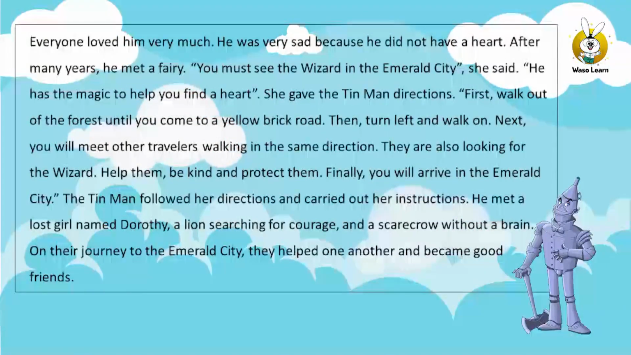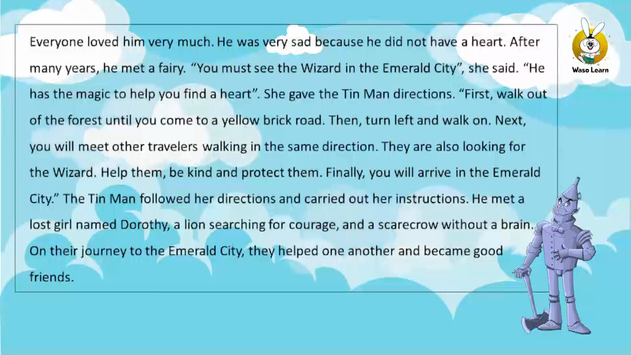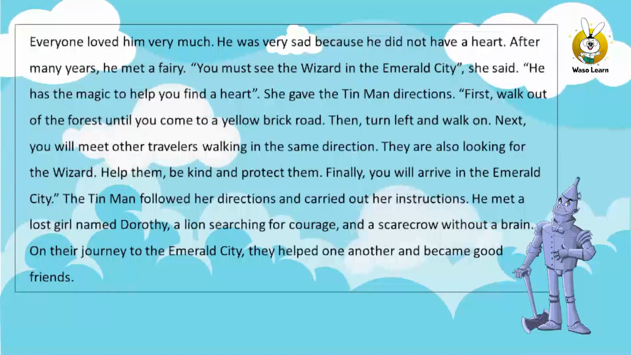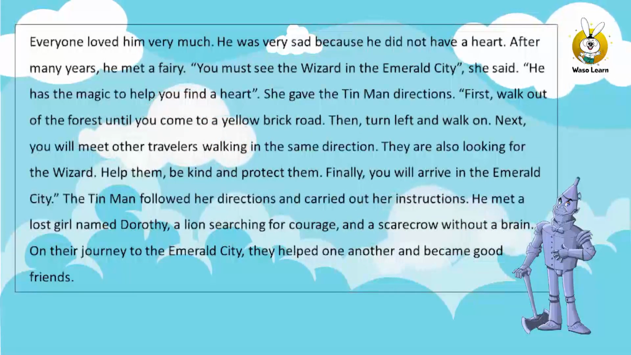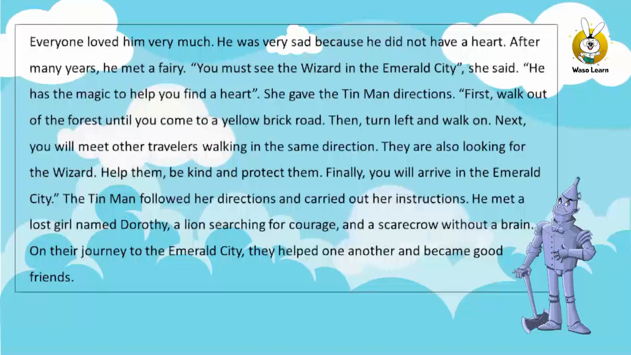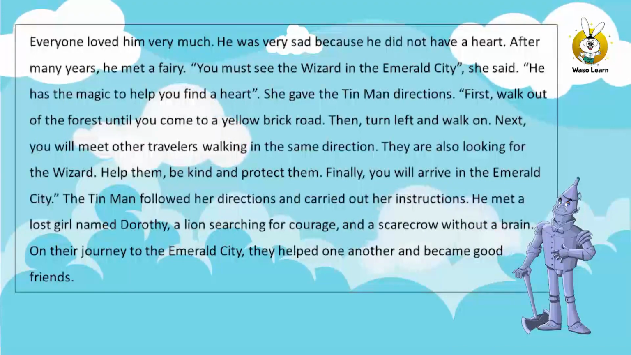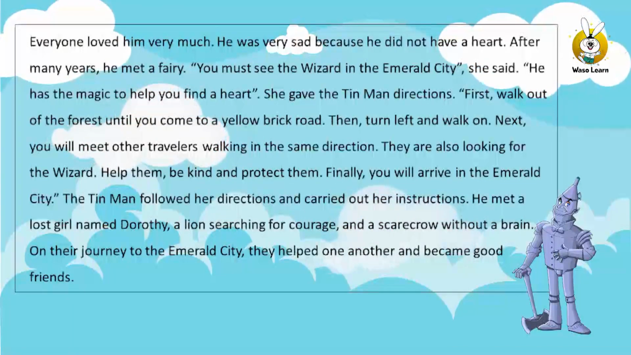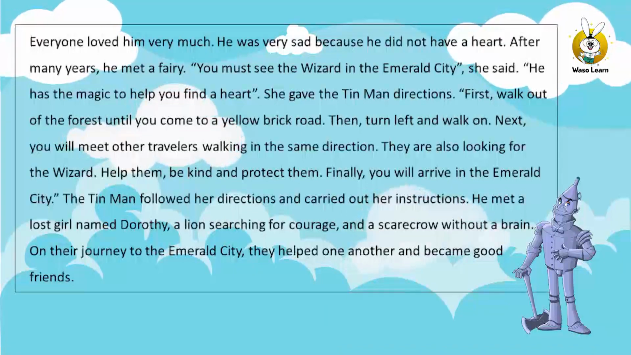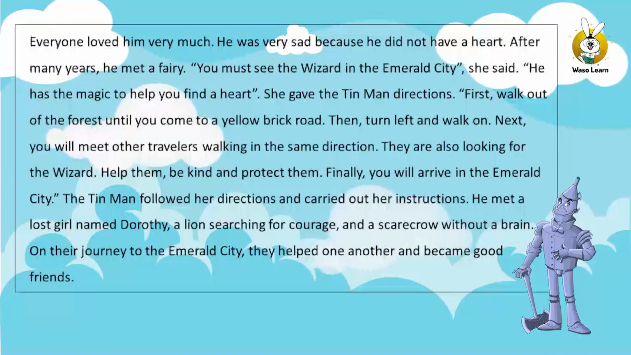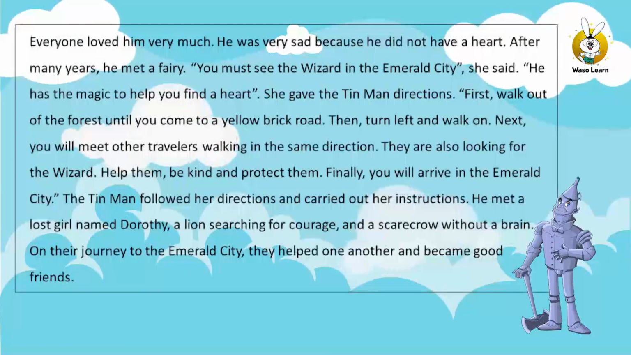She gave the Tin Man directions. "First, walk out of the forest until you come to a yellow brick road. Then turn left and walk on. Next you will meet other travelers walking in the same direction. They are also looking for the wizard. Help them, be kind and protect them. Finally, you will arrive in the Emerald City."